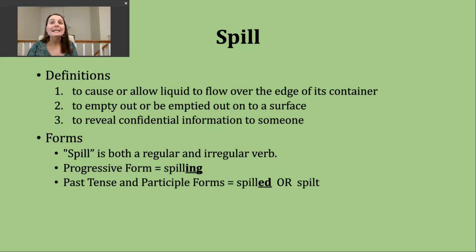You should know that spill is both a regular and irregular verb. To make the progressive form, all you need to do is add ing to form spilling. The past tense and participle forms of this verb can be made by adding ed, and our base verb spill ends in a voiced L sound, so our past tense ending just makes a D sound. It would sound like this: spilled, spilled.